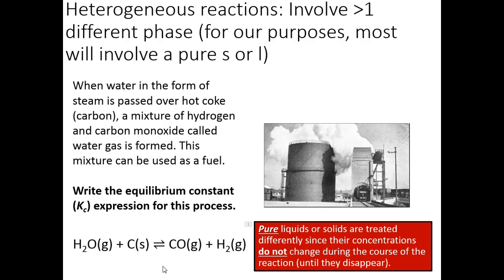So the equilibrium constant expression for this would be either concentrations or pressures of CO and H2 over the concentration or pressure of H2O, because those are the gases. Those have changeable concentrations and pressures. We leave carbon out because it is a solid and doesn't change in its concentration or pressure, and so that concentration or pressure is factored into the constant itself, and so it should not be in the equilibrium constant expression.